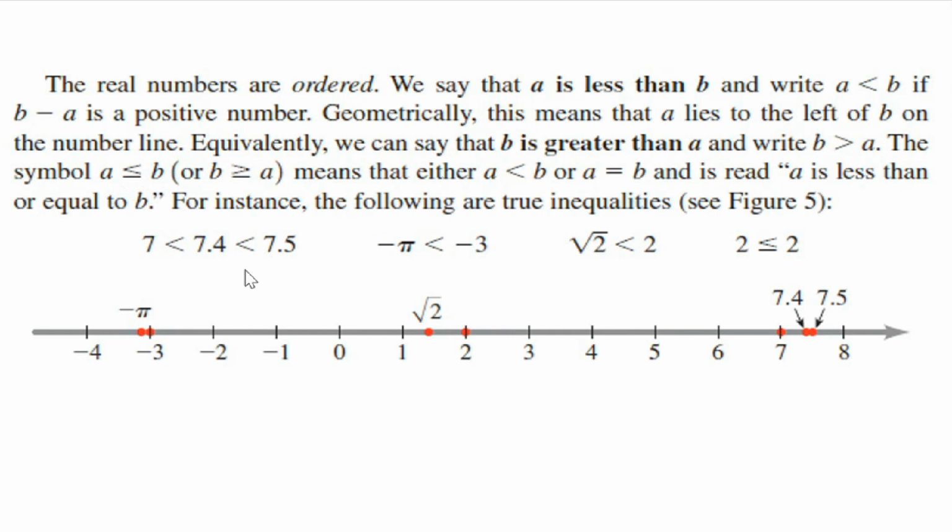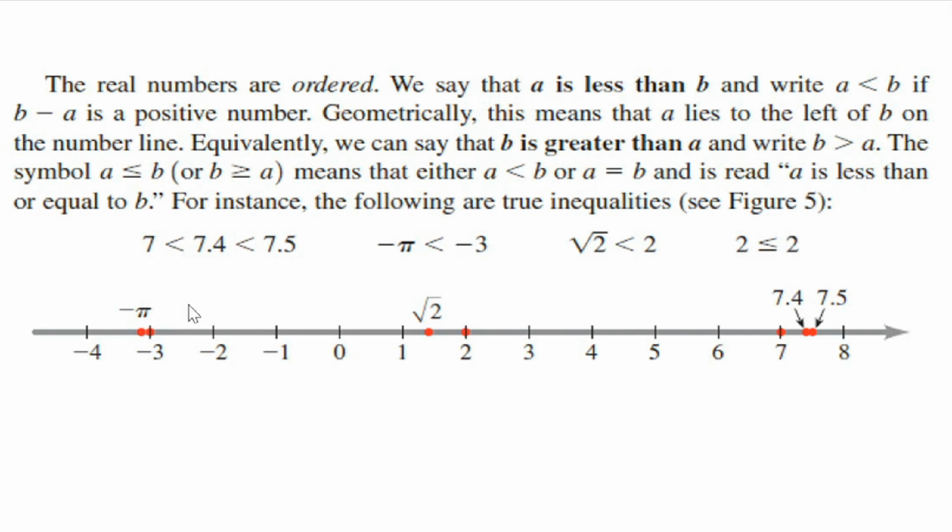For instance, the following are true inequalities. Look at this figure. I have here 7.4 is greater than 7, and 7.4 is less than 7.5. Now this one also, we have negative pi is less than negative 3. And the other example here, square root of 2 is less than 2. And the last one, we have 2 is less than or equal to 2.